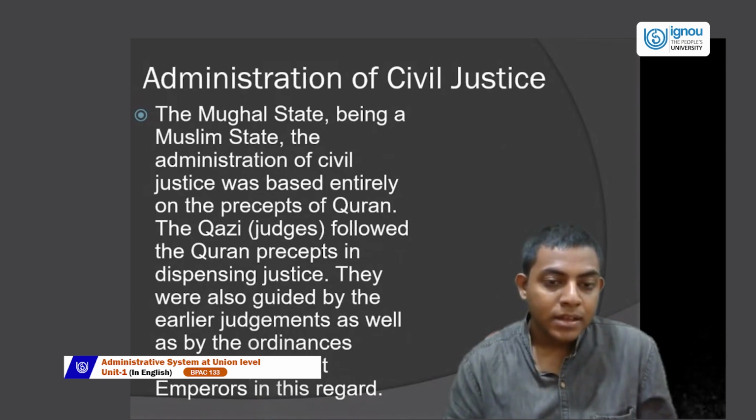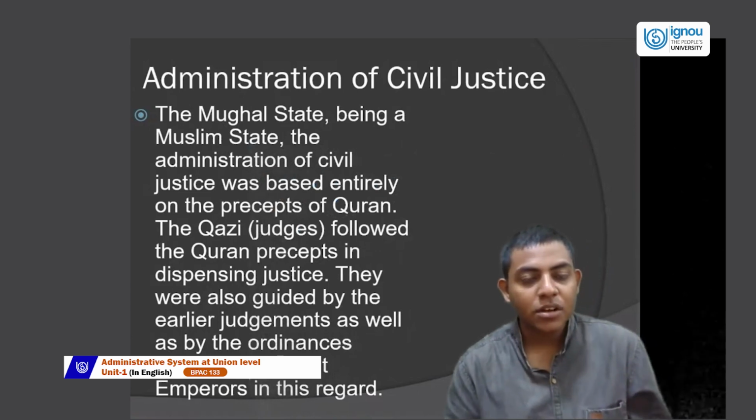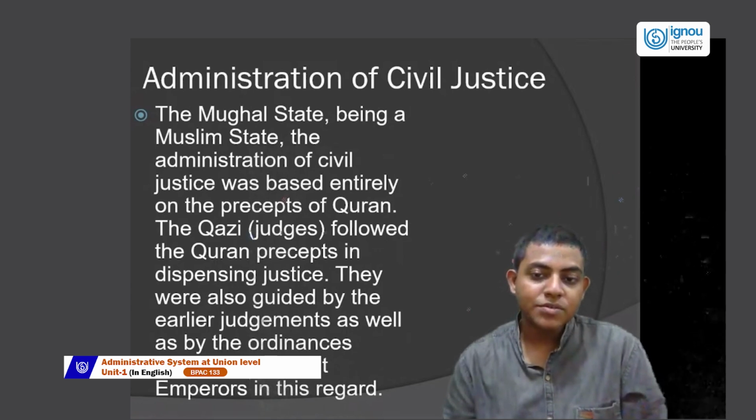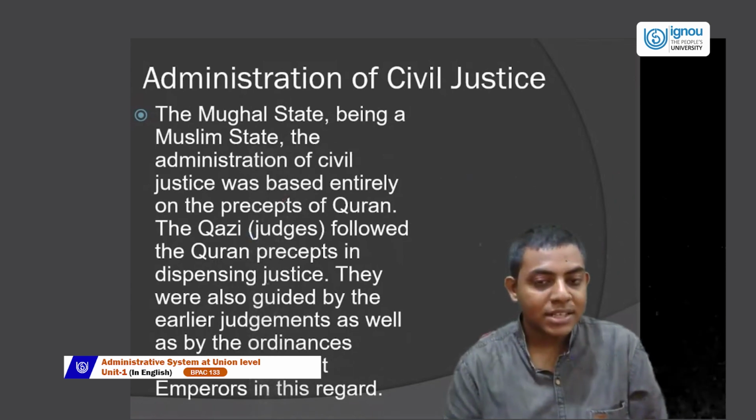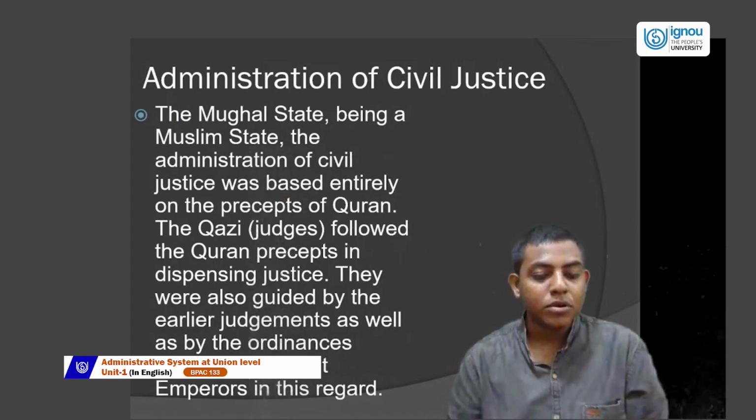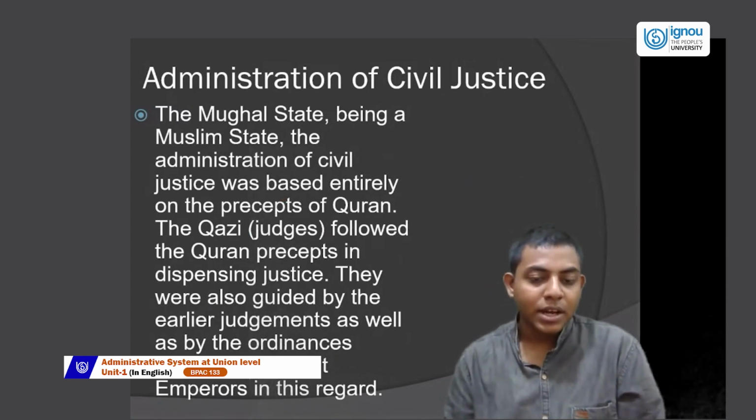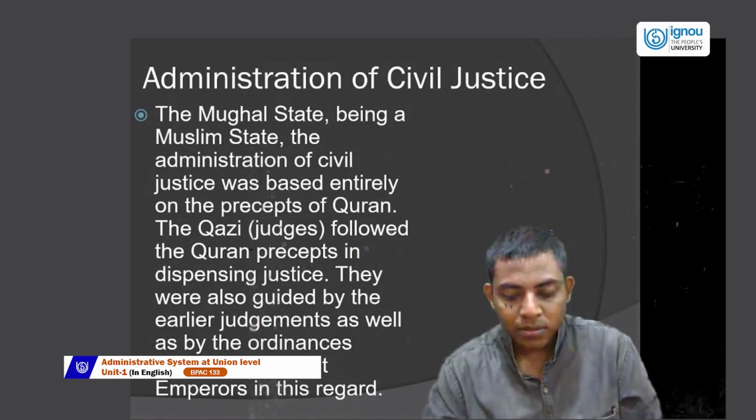So in those days also, because Islam was the state religion of the Mughal Empire, the administration of civil justice was based entirely on the precepts of the Quran. And the judges followed the Quran precepts only while dispensing justice. They also referred to earlier judgments as well as the ordinances that were issued by the Mughal emperors.